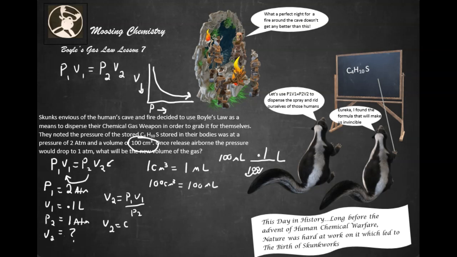That's what we use this chart for here. 2 atm times 0.1 liter divided by 1 atm. The atms will cancel out, and our volume is going to be 0.2 liters.